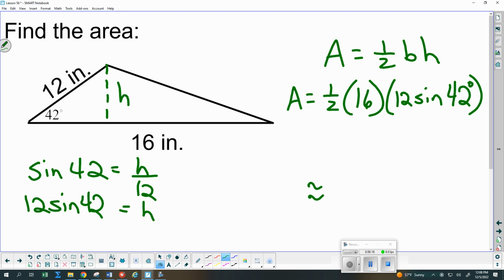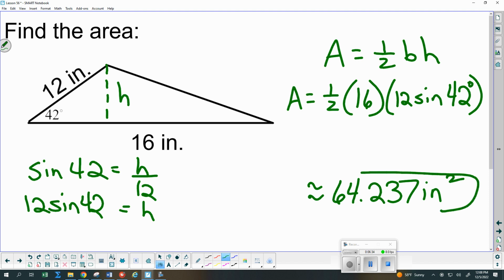And then I want some people I can call on for what would be the area of this triangle. Ada, what do you have? Anybody else got the same thing? So that is our area.